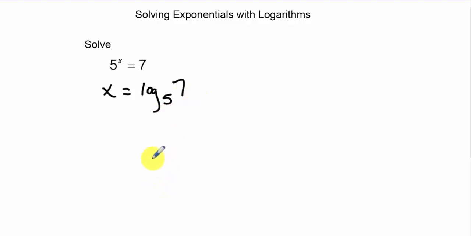What power of 5 is equal to 7? It's too hard to tell without a calculator. And even on a calculator, you're going to need some tricks for that. So we know it's about 1 point something. It's definitely not 2 because that would be 25.